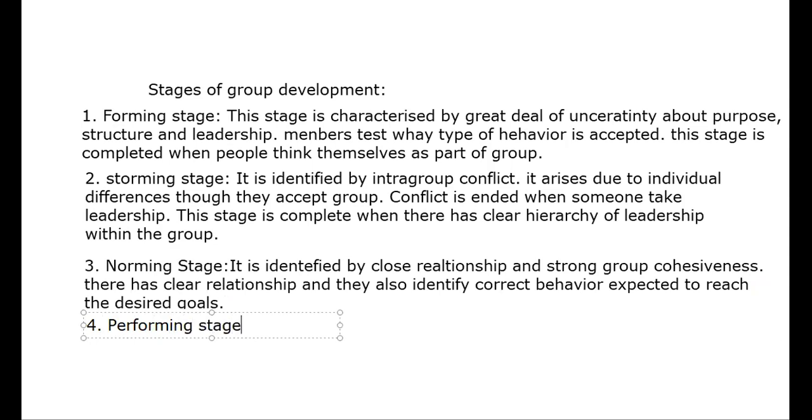Performing stage. এই স্টেজে গ্রুপের মেম্বাররা তাদের প্রত্যাশিত যে রোল সেটা প্লে করে থাকে, এজন্য এটাকে বলা হয় পারফর্মিং স্টেজ। That means structure at this point is fully functionalized and accepted. গ্রুপ এই স্টেজে ফুলি স্ট্রাকচার থাকে এবং ফাংশনাল থাকে এবং গ্রুপ মুভ টু গেটিং how to know and understand each other to perform the task at hand.